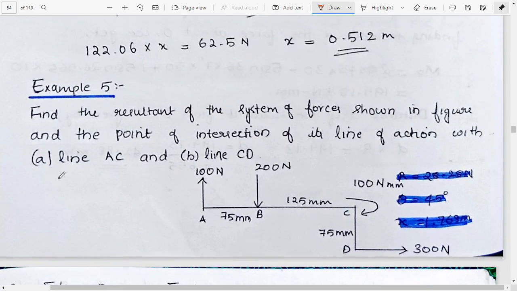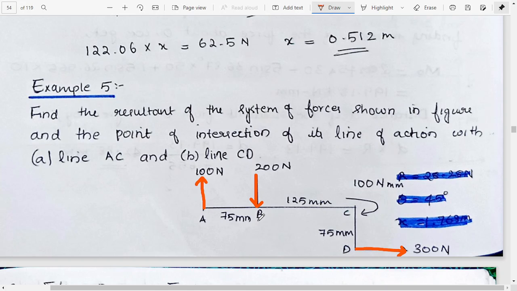Now we'll do the last problem here. We need to find the resultant of the system of forces shown in the figure and the point of intersection of its line of action with line AC and line CD. So in this case also we need to find the resultant of the system of forces. We have a force like this, a 100 Newton force like this, then a 200 Newton force like this, then a 300 Newton force like this. And we need to find the line of action.